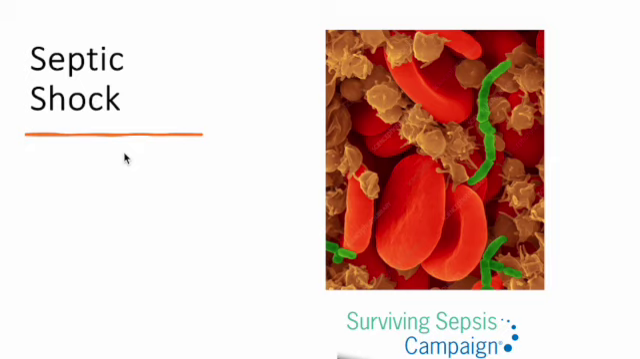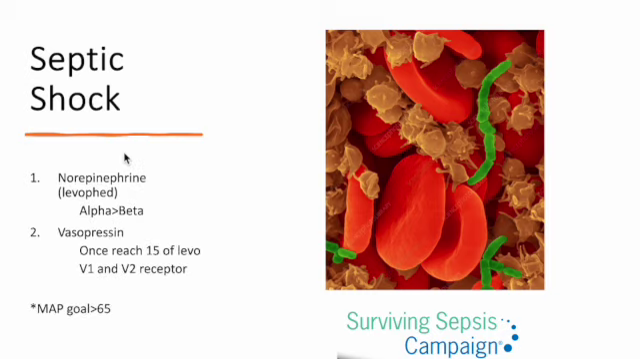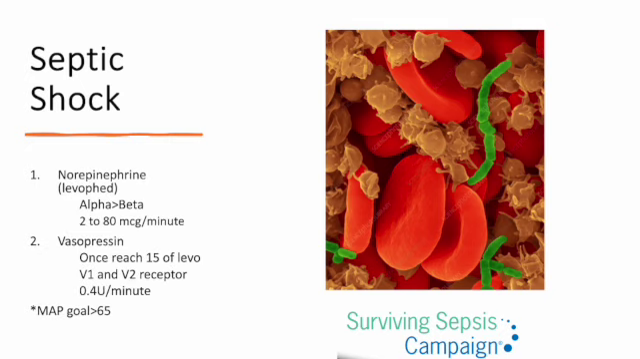So based on the Surviving Sepsis campaign expert consensus, norepinephrine, brand name Levophed, is the first line pressor. And again, we titrate to a MAP goal greater than 65 in patients with septic shock. And the dosage range of norepinephrine can be titrated anywhere between 2 to 80 micrograms per minute. And what would the second line be? So the second line is vasopressin. So once you reach a dose of Levophed of 15 or greater, then add on vasopressin as a second line agent. Vasopressin is not a titratable pressor. So vasopressin is set at 0.4 units per minute at a fixed rate.